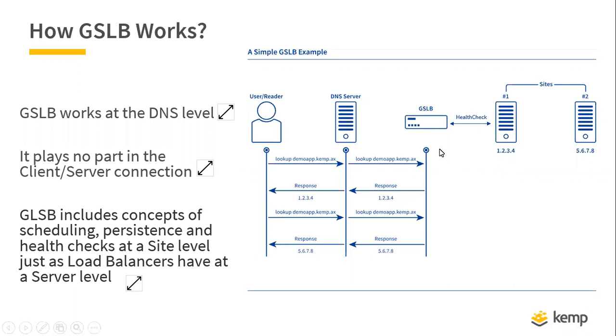So for example, if a user tries to look up, the GSLB will reply to the user which IP they are able to find. If they are using the active connection, the first time it will reply with 1.2.3.4. Maybe after a while, when they look up again, it will respond with 5.6.7.8, which is another site's IP address. This will depend on which scheduling mode you have set inside the GSLB.